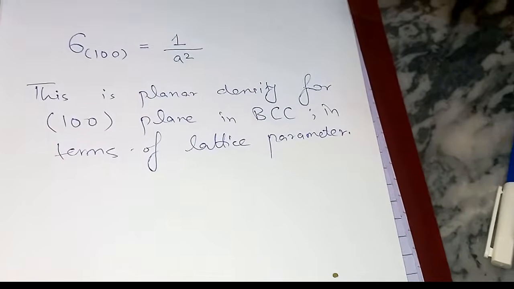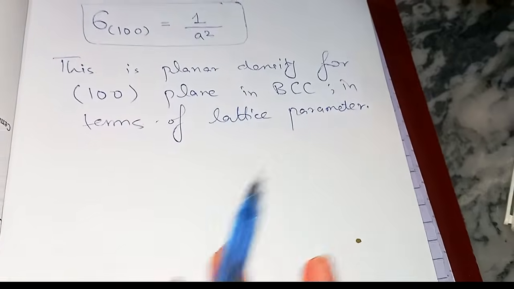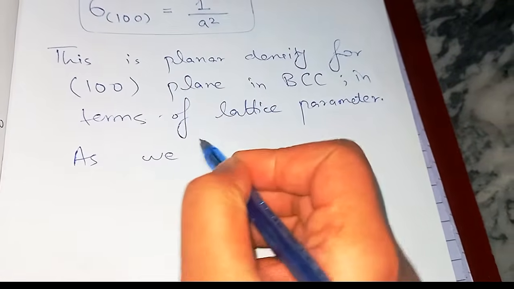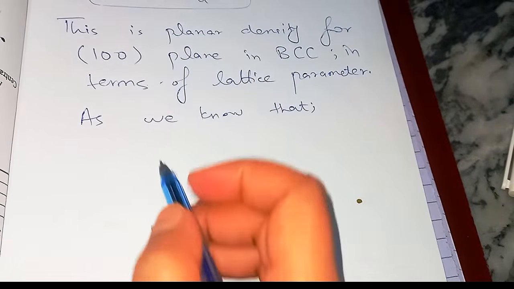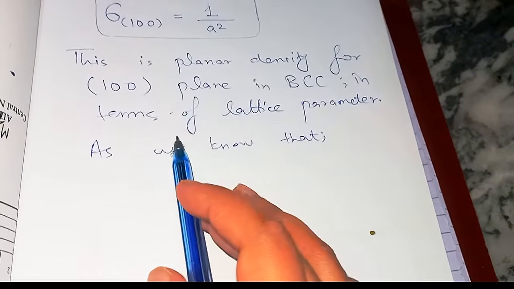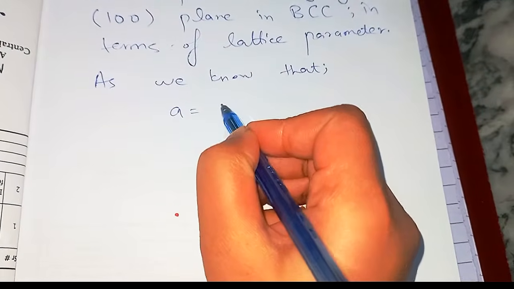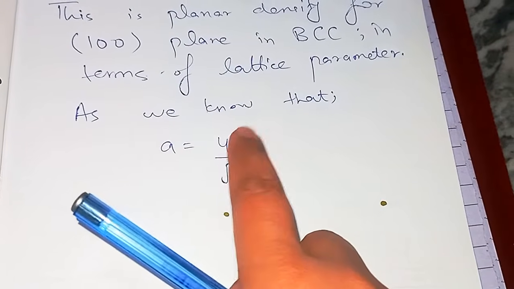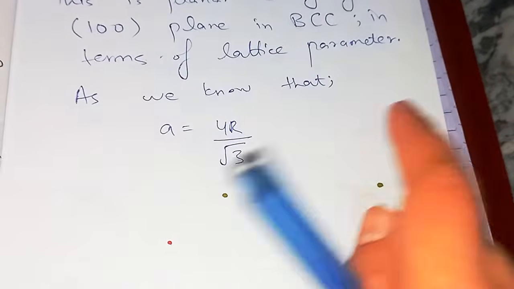And if we wish to express this planar density in terms of the atomic radius of the atom making up the structure, then we know that there is a relationship between the atomic radius and the lattice parameter, which we can easily calculate. A equals 4r by under root 3. This is the relationship between the lattice parameter and the atomic radius of the atom making up the BCC structure, and this is only true for BCC structures.